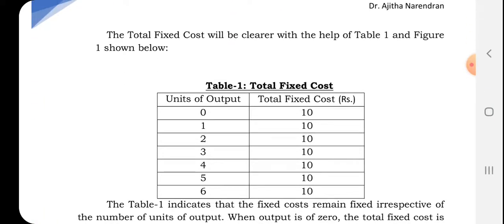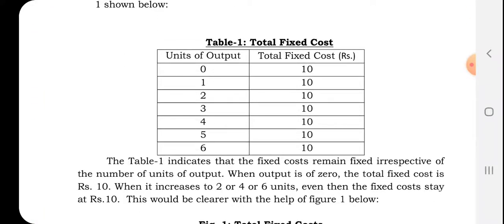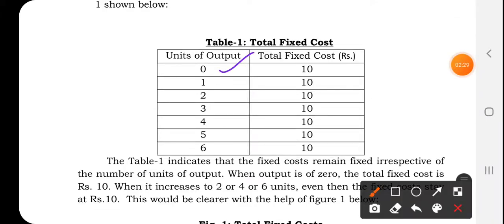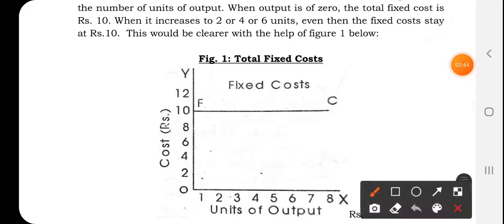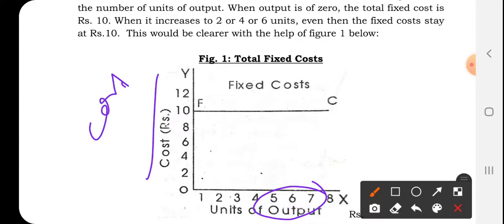It will be clear with the help of this following table. You can see that when the production is 0, total fixed cost is 10, and when the production is maximum, 6 units, still the fixed cost remains the same, which means that the total fixed cost curve is parallel to the OX axis, which is very clear with the help of this diagram. This is your OX axis, which shows the output, and this shows the cost. You can see that the FC curve is the fixed cost curve and this is parallel to this axis.